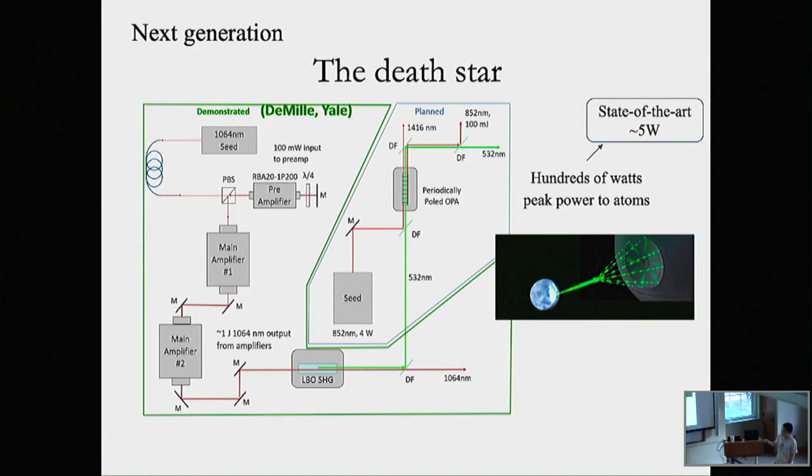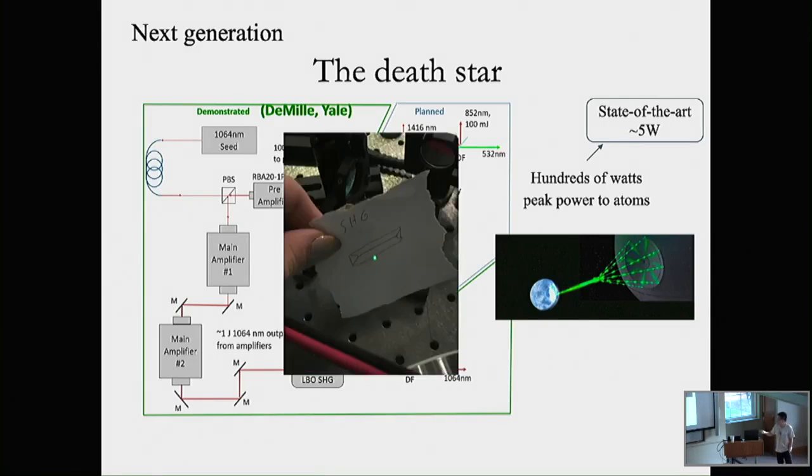Part of the setup here has already been demonstrated by Professor David DeMille from Yale, and we are now working on this part. Because there's a high power green light, that's why we call it Death Star. And I want to mention that the state-of-the-art M² laser has a power of only about 5 watts, and we are expecting to get hundreds of watts peak power from this system. We already have some green light here. It's only a few milliwatts, but I think we are getting close.